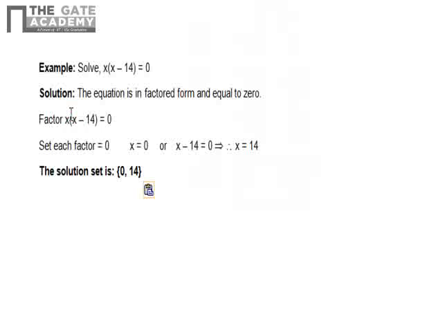Now we'll see one more example. Suppose x into x minus 14 is equal to 0, and then you'll have to treat x as one factor and x minus 14 as the other factor. So one value will become x is equal to 0 and x minus 14 equals 0. Then the solution will become 0 and 14.